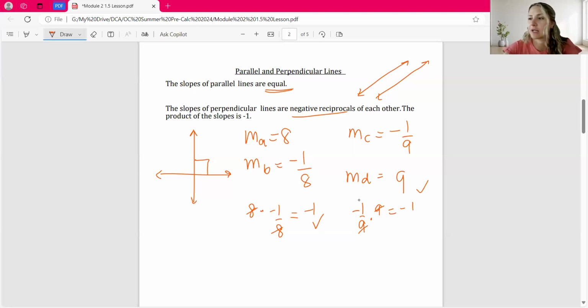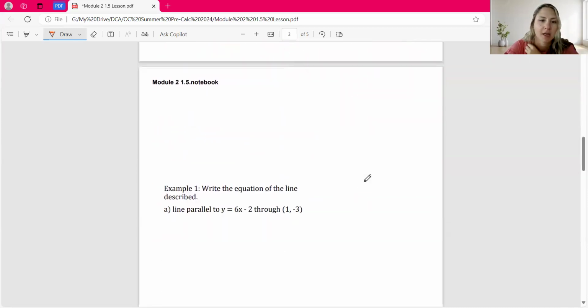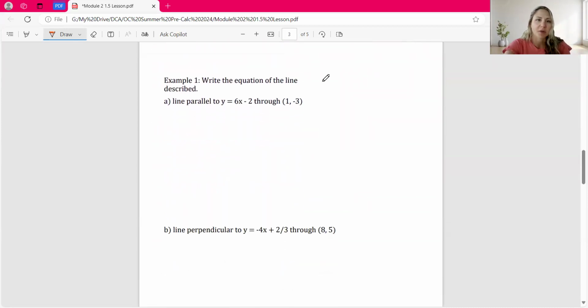So let's just check out two examples working with parallel and perpendicular lines. This first one, it says write the equation of the line described. So we have a line parallel to y equals 6x minus 2 through the point (1, -3). So as soon as we know it's parallel, we're going to pull out the slope. And we know the slope is the m value, that's going to be 6. These two lines are parallel, so they're both going to have the slope of 6. And it goes through this point, (1, -3).